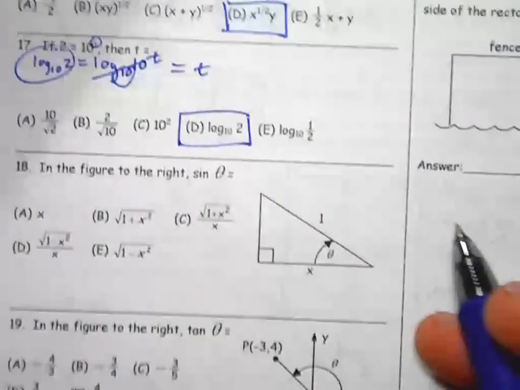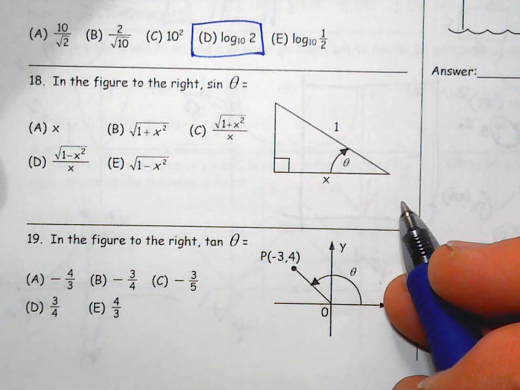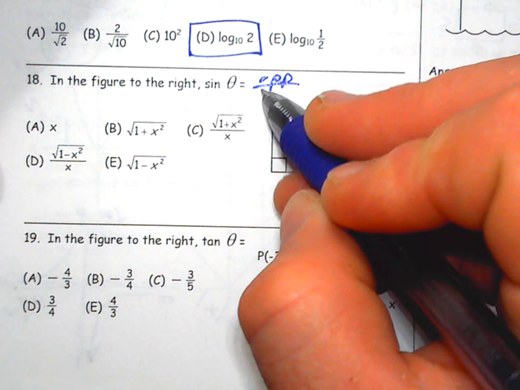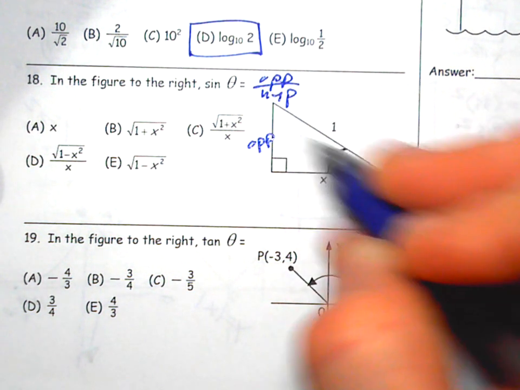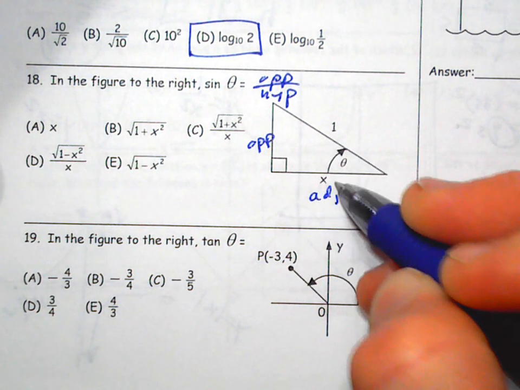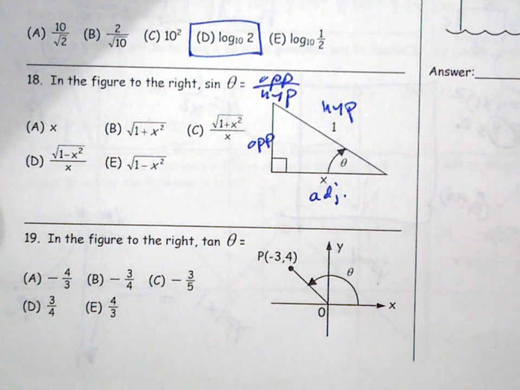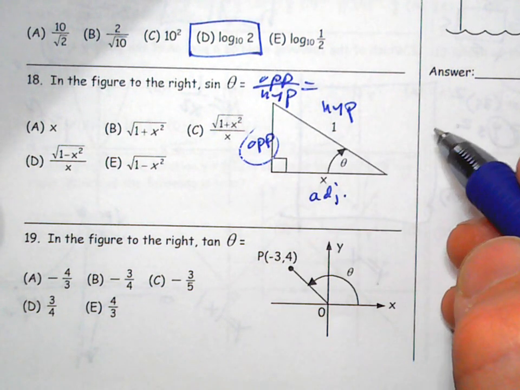Number 18, we got a right triangle. Sine of theta is what? So sine is opposite over hypotenuse. It's a ratio of sides of a right triangle. This is the opposite side, across from the angle. This is the adjacent side. And the hypotenuse is always across from the right angle. So now we don't know what the opposite side is, so we got to do a little extra work.